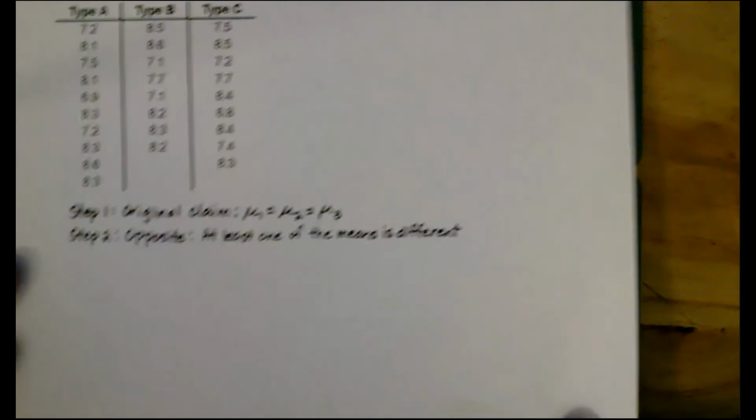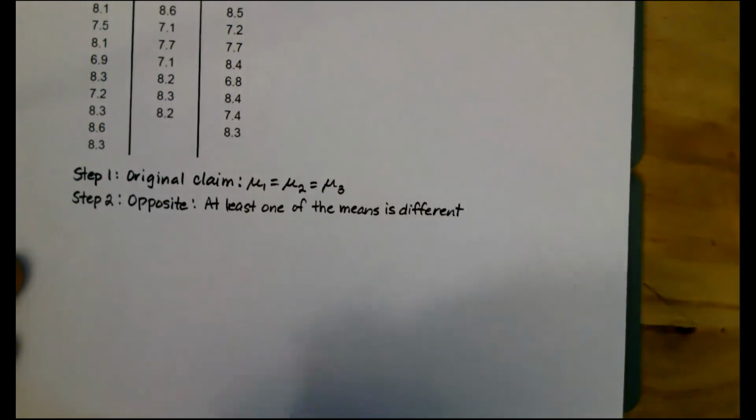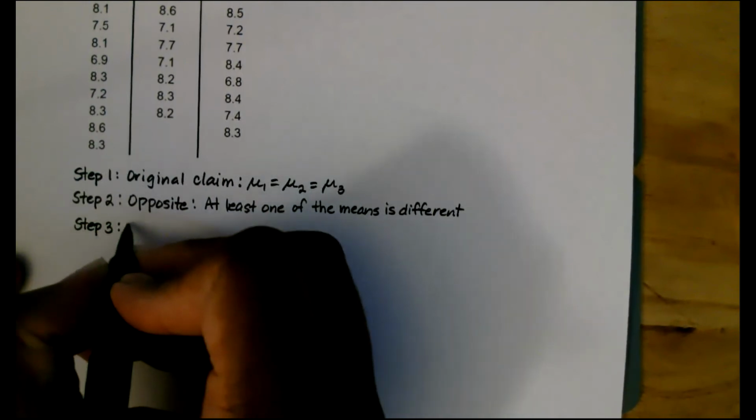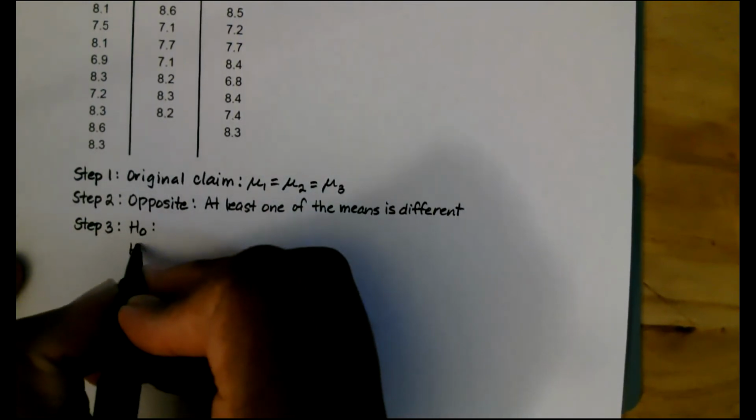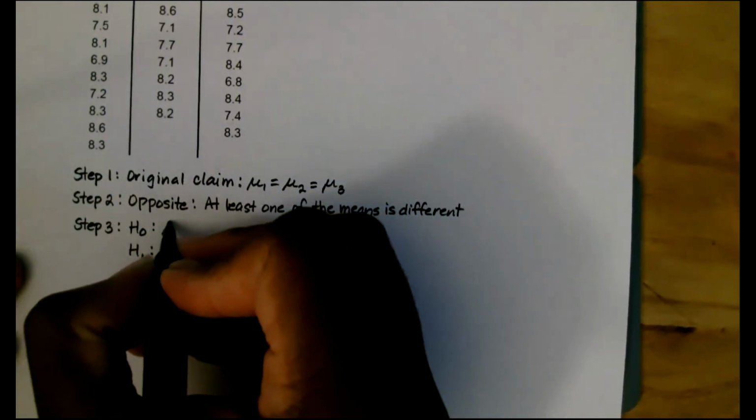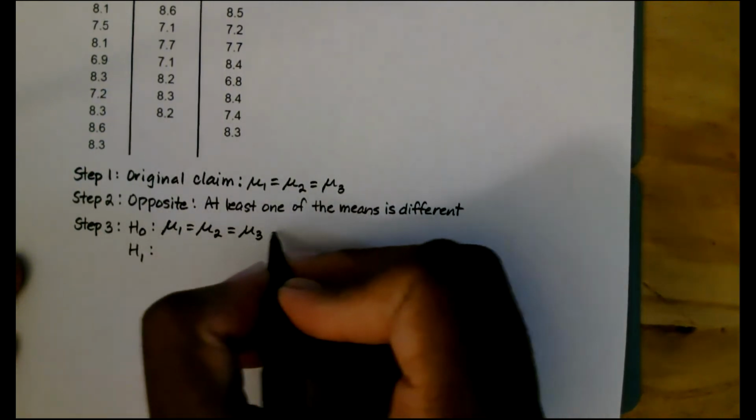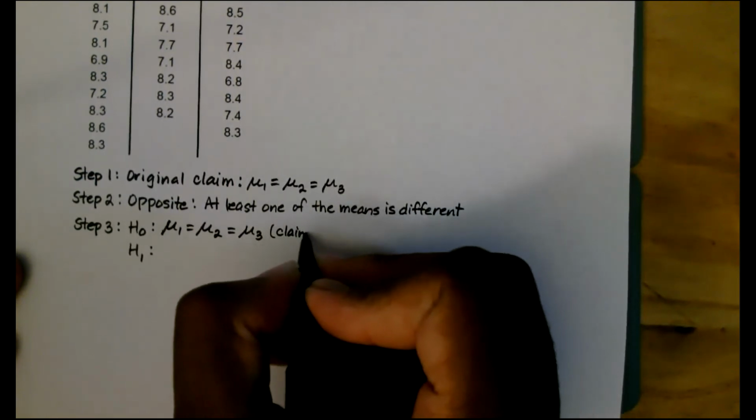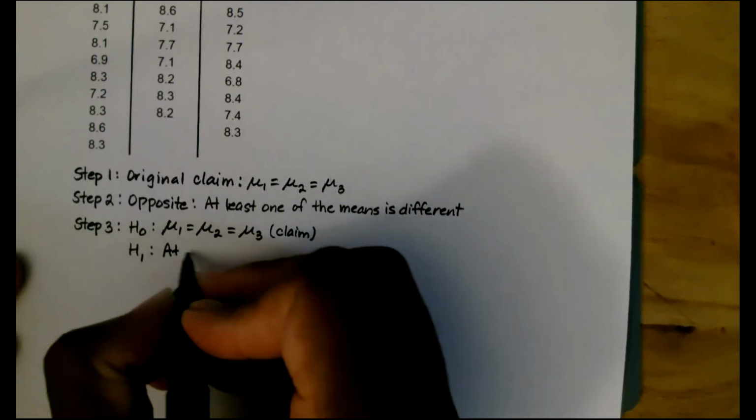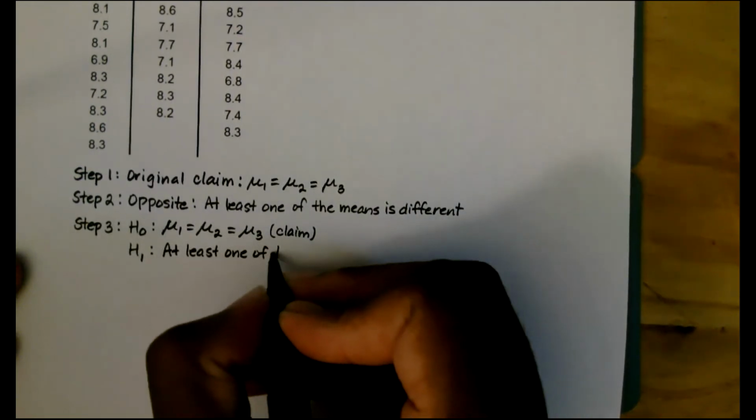Okay. Again, not all 3 of them have to be different. You just want at least one of them to be different. Now, step number 3 is the null and the alternative hypothesis. Well, that's easy because the null has equal signs in it. So mu sub 1 equals mu sub 2 equals mu sub 3. That will be the claim. And of course, at least one of the means is different. That will be your alternative hypothesis. At least one of the means is different.